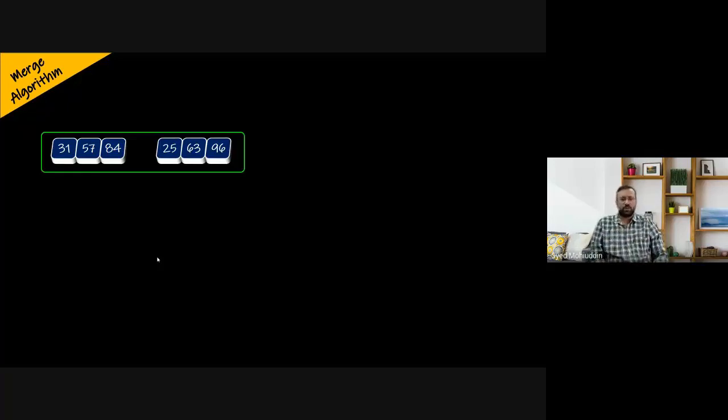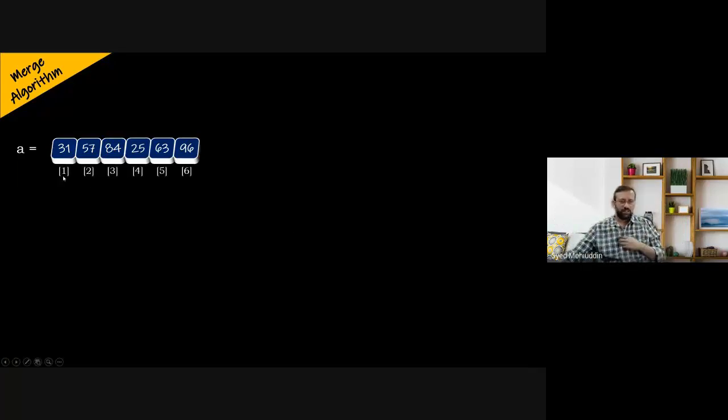Now let us take these two subsets, or two arrays: 31, 57, 84 and 25, 63, 96. These two subsets are individually sorted, not combinedly. 31, 57, 84 is individually sorted, and 25, 63, 96 is individually sorted. Let us call this an array because the elements are stored in an array. Actually, this is a single array. We are not taking two different arrays.